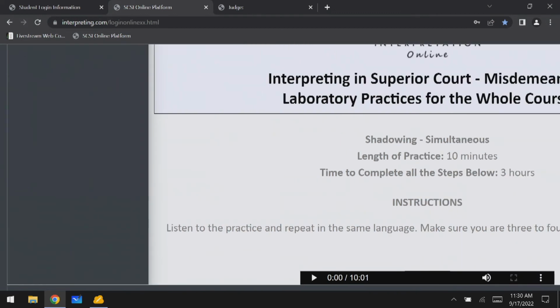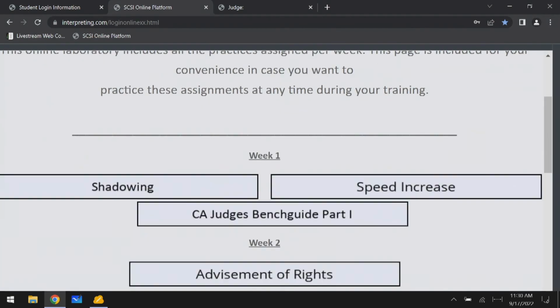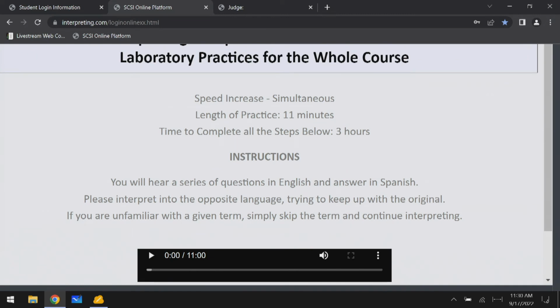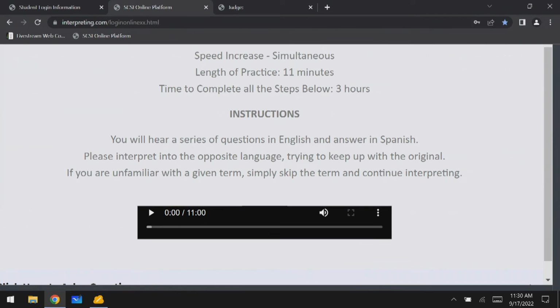So that will be the first practice. You can do it once or twice. There's another practice to increase the speed, and this you have done before. It's 11 minutes. I mean, you can spend as many hours as you want, but do this once or twice just to get back into the consecutive mode.